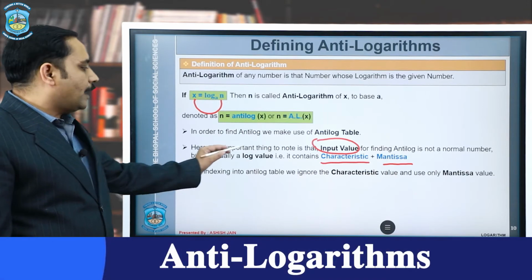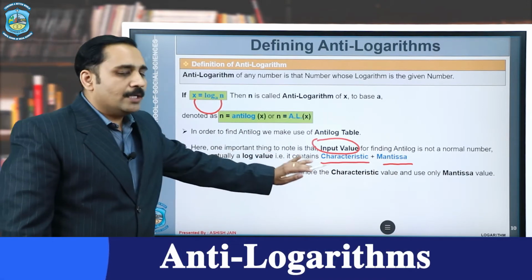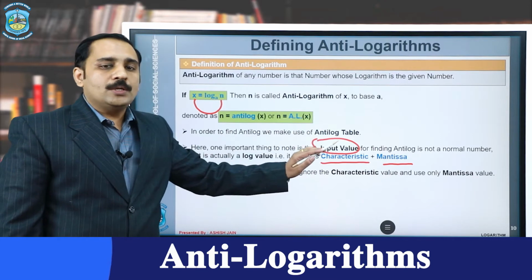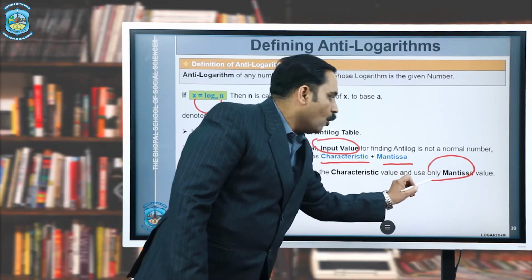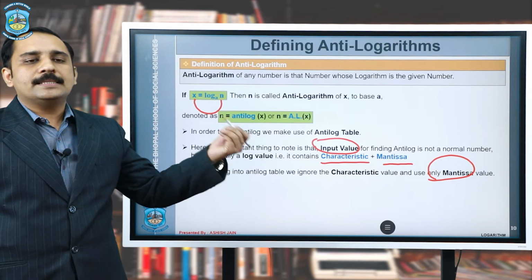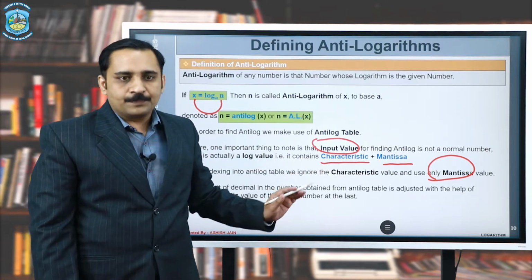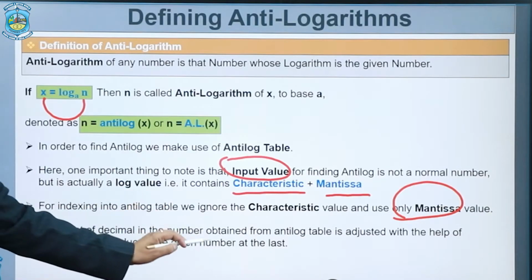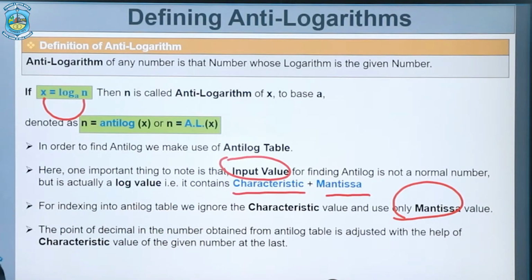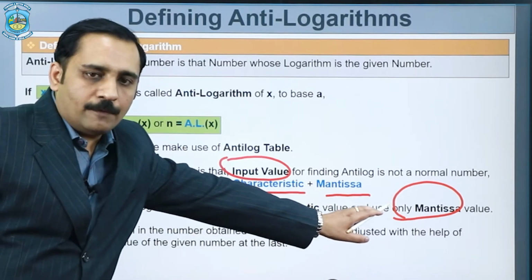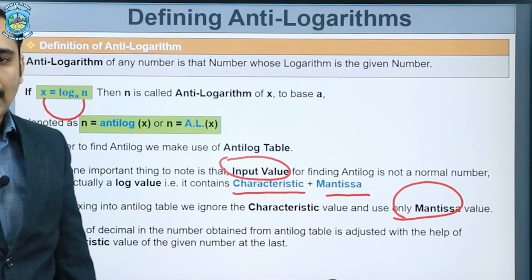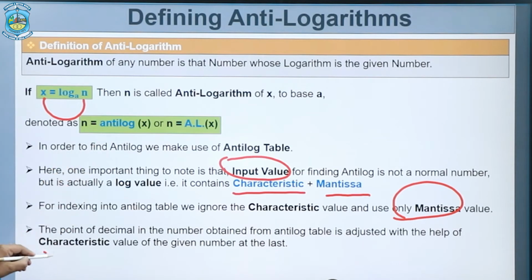Now for indexing into the anti-log table, we ignore the characteristic value, we only use the mantissa part for indexing into the anti-log table. We ignore the characteristic value at first glance. The point of decimal in the number obtained from the anti-log table is adjusted with the help of the characteristic value of the given number at last. That means after we have found the value using the mantissa from the anti-log table, we put the decimal sign on the basis of the given characteristic value at the last.